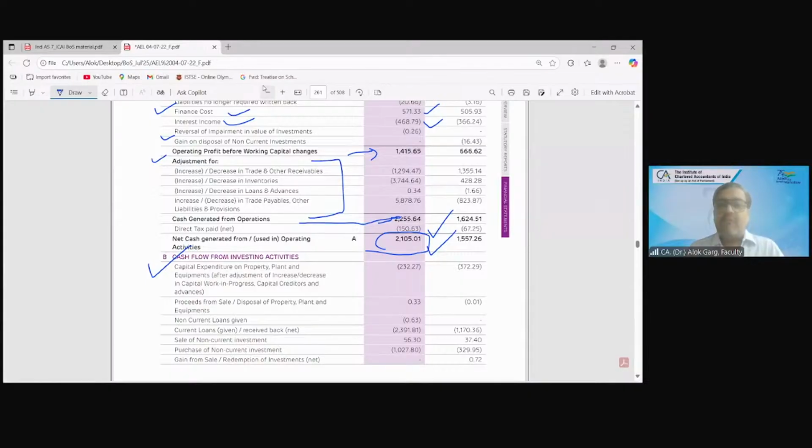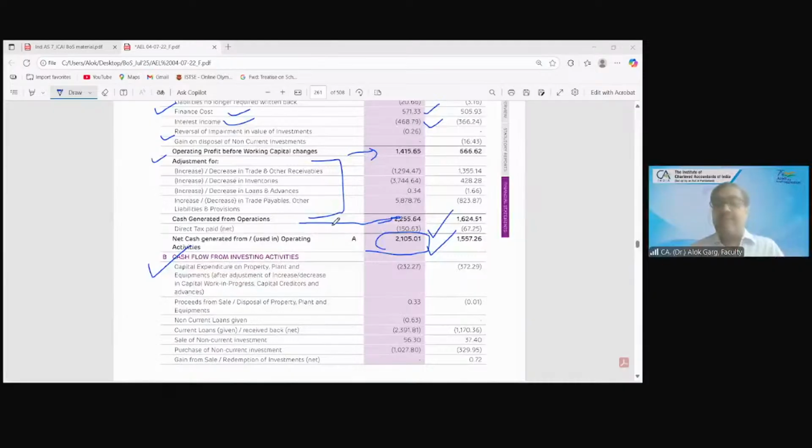Any doubt, any challenge up to this cash flow from operating activity? No, sir. I want everyone's confirmation, not only 2-3 students' confirmation. Neha, is that clear to you? Yes, sir. Miruna? Saurabh, Anushi, Mamta? Yes, sir. Clear. Okay, very good.